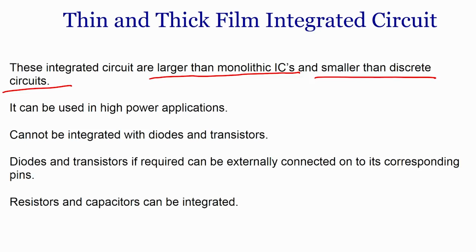You see the limitations of monolithic ICs: they cannot be used for high power applications, while these circuits can be used. They cannot be integrated with diodes and transistors, right. Now, these are the limitations. So, the first two are the advantages, other things are the limitations. Diode and transistor, if required, can be externally connected onto their corresponding pins. Finally, resistance and capacitors can be integrated.